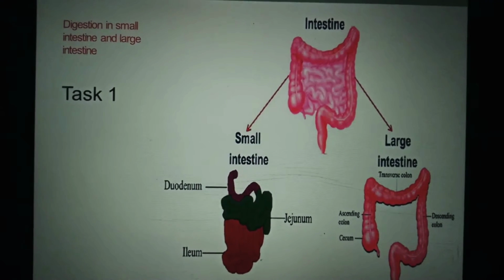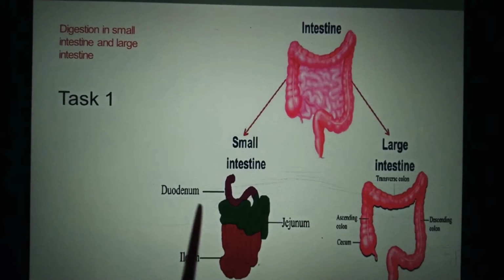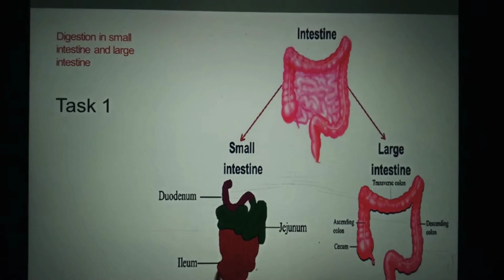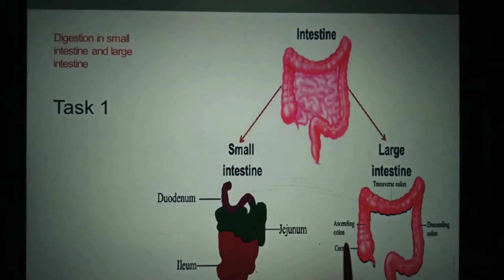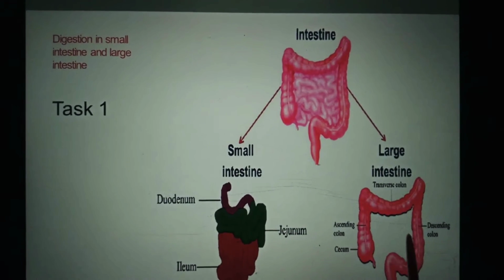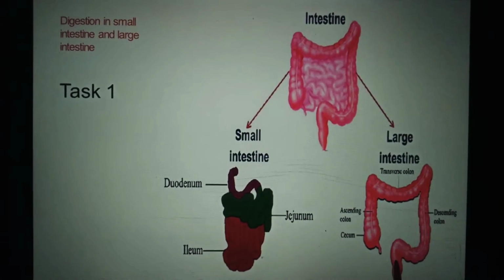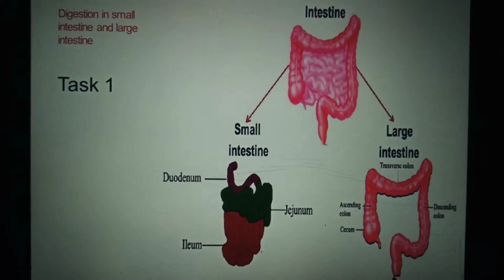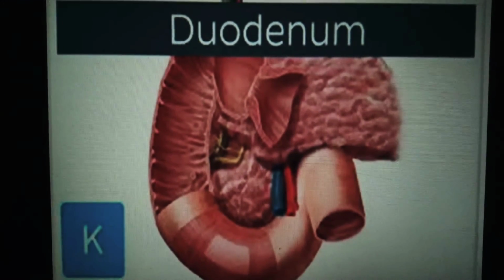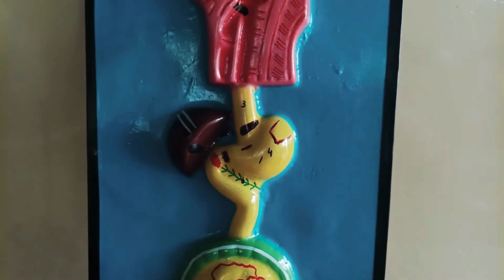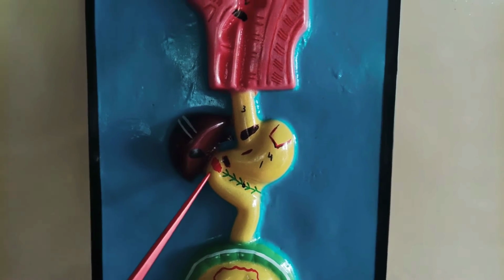So here are two types of intestines. The small intestine consists of duodenum, jejunum, and ileum, and the large intestine consists of cecum, ascending colon, descending colon, rectum, and the last portion, anus. Now I will discuss the duodenum.